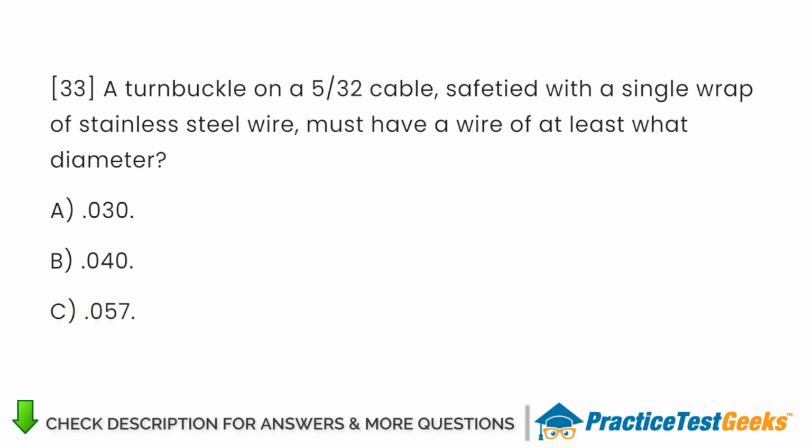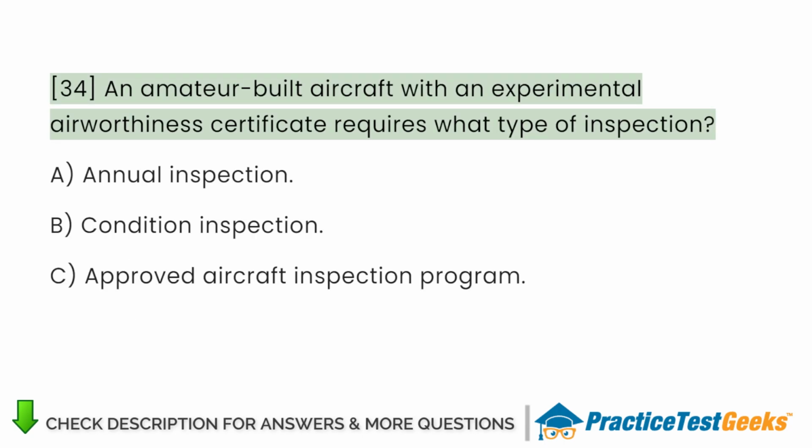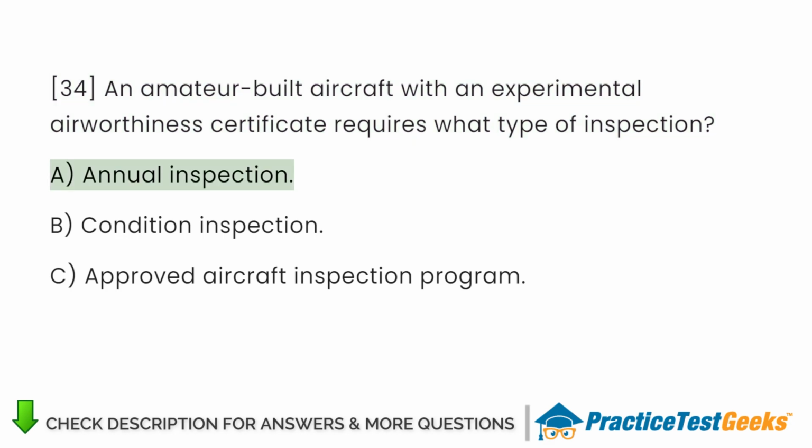An amateur-built aircraft with an experimental airworthiness certificate requires what type of inspection? A. Annual inspection. B. Condition inspection. C. Approved aircraft inspection program.